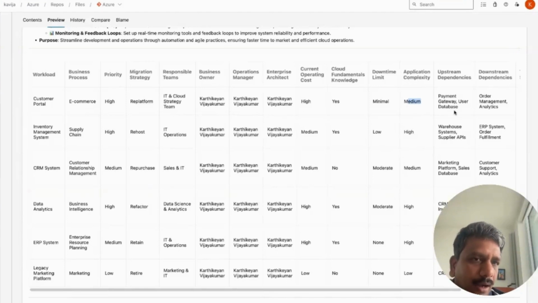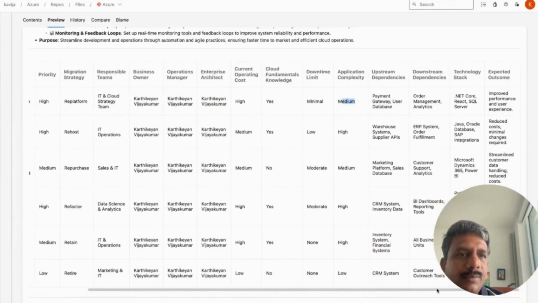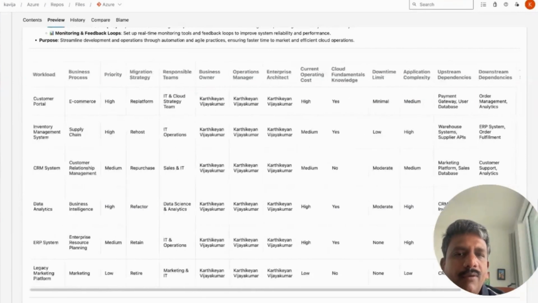You define all this, right? How do you say this is minimal downtime, and how do you say this application complexity is high? How do I say operating cost and all of those? You have to define, hey, if it falls under this particular bucket, then I will call it this. And what is your upstream application, or your downstream application, what is the technology stack, and what exactly you are looking at by migrating to the cloud, right? So when you have all this information, it becomes easy for us to identify the top batches of 10 workloads for a migration.